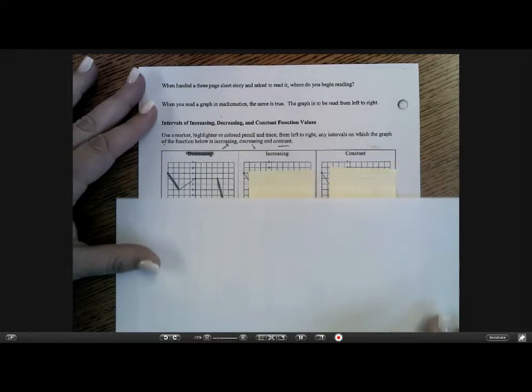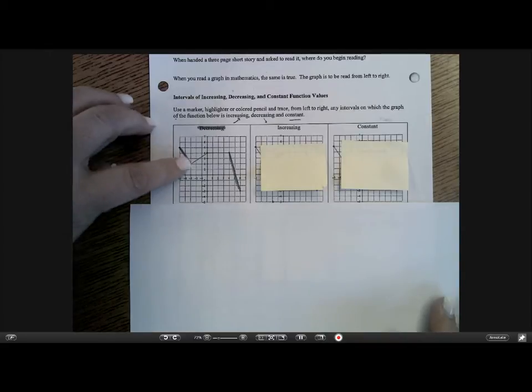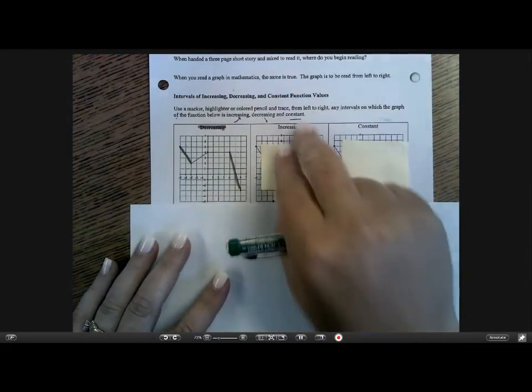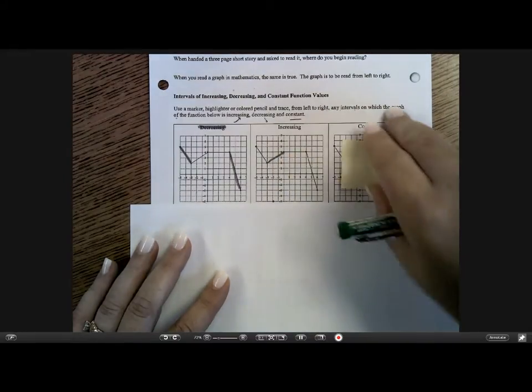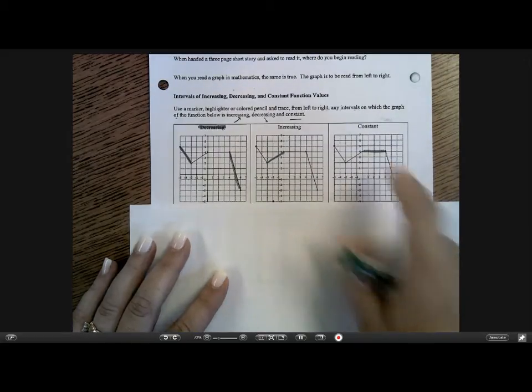So let's take a look at decreasing. And on this graph, we can see that we are decreasing here and we are decreasing here. Increasing, where are we going up? So we are going up from here to here. And then constant, again, that horizontal line, we are going from here to here.